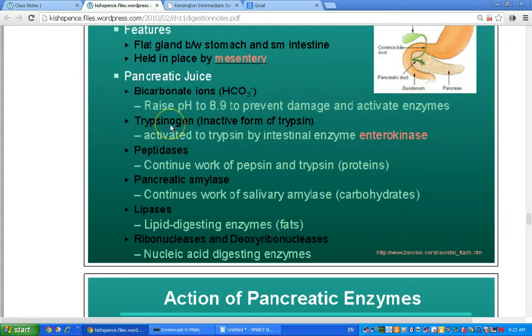It makes trypsinogen. So just like pepsinogen, trypsinogen has to be activated. So once it gets in the small intestine, then it's going to be activated to trypsin. That's done by a certain enzyme. You don't have to really know about that enzyme, but it's an intestinal enzyme. That means that the intestine makes it.